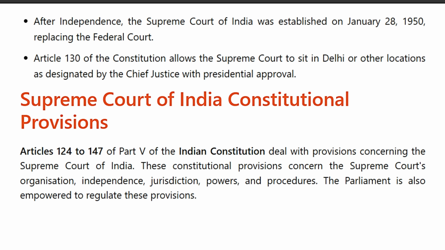Supreme Court of India Constitutional Provisions. Articles 124 to 147 of Part B of the Indian Constitution deal with provisions concerning the Supreme Court of India. These constitutional provisions concern the Supreme Court's organization, independence, jurisdiction, powers, and procedures. The Parliament is also empowered to regulate these provisions.